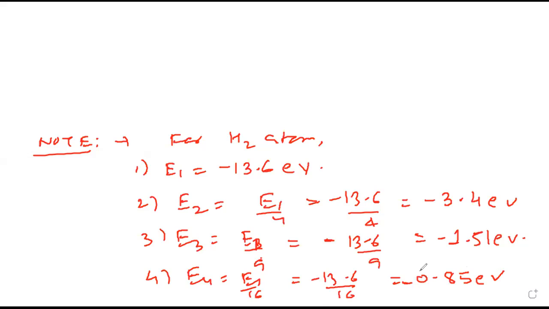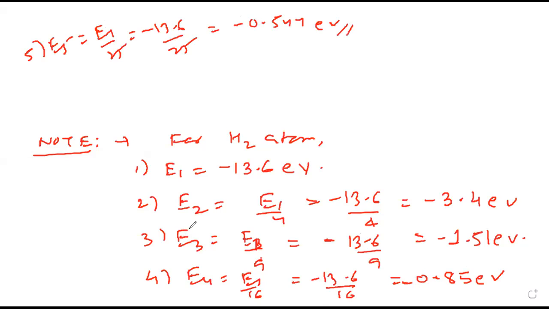Last one, the fifth, you have to remember at least 5 energies. It is E1 upon 25, minus 13.6 upon 25. This comes minus 0.544. So first 13.6, second one 3.4, then 1.51, minus 0.85, minus 0.544. If you remember these 5, many times they will ask what is the energy released if it jumps from third orbit to first orbit. So if you remember the energy of both, then the direct difference is my answer. Right, note it.